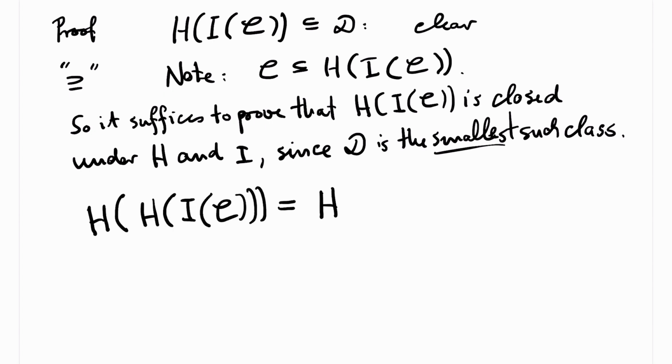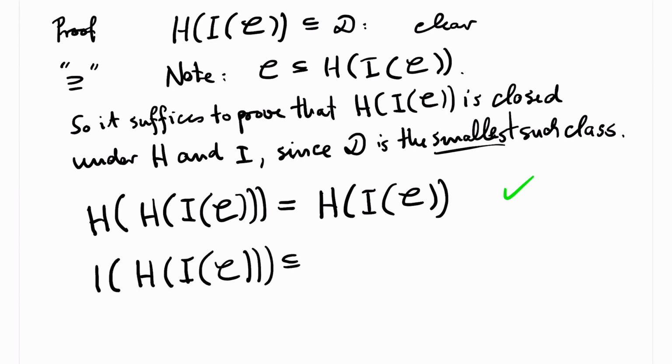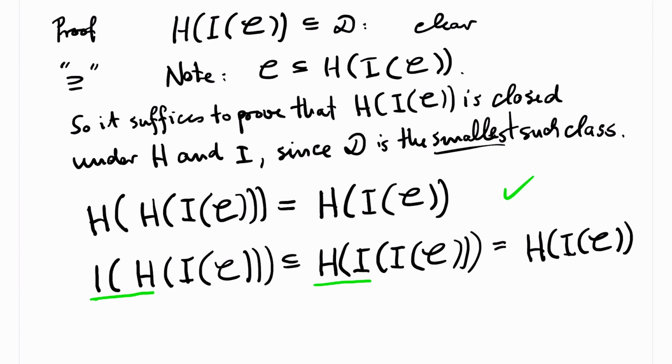Closure under H is easy, because homomorphic equivalence is an equivalence relation. So applying H twice is the same thing as applying it once. Closure under I can be split into two inclusions that we have to prove. The first is that we can swap first applying H and then I to first applying I and then H. And then we prove that applying I twice is the same thing as applying it once, as in the case of the operator H. And this will conclude the proof.